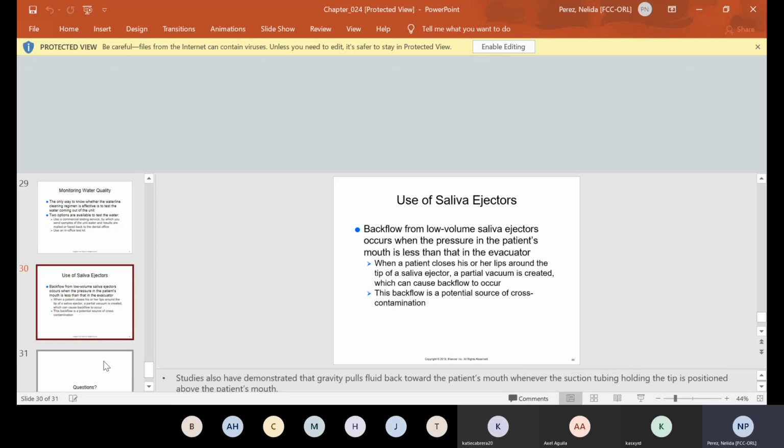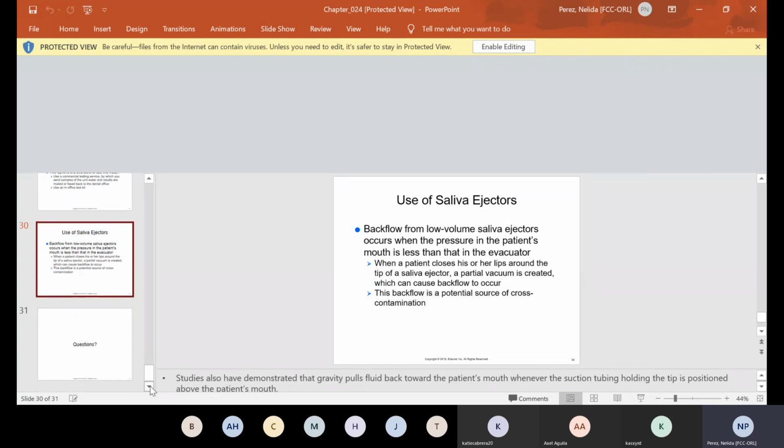So, we use the saliva ejector to get the saliva out of the patient's mouth, but some patients want that saliva ejector like it's a lollipop and basically suck their tongue, their throat, everything. And you're like, hello, can I have that saliva ejector back? You do have your own saliva, just swallow it.